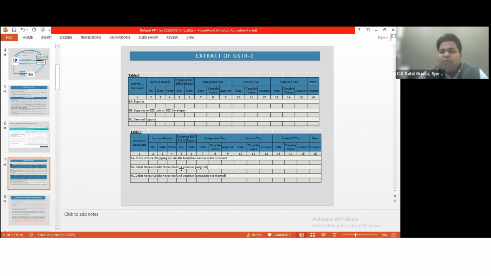If the time limit of that November date has lapsed, then in GSTR 1 the other details, that is the invoice number and invoice value, can't be changed, but the shipping bill number and shipping bill dates can be changed right now, or the same can be added right now.